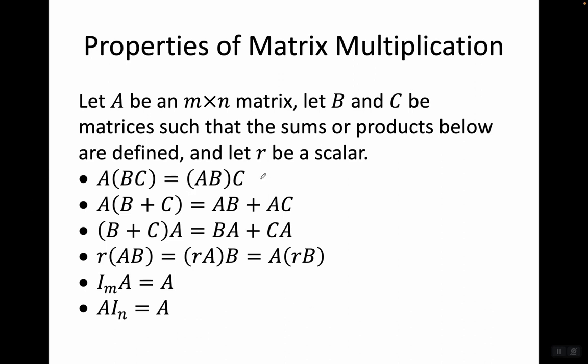Okay, matrix multiplication is associative. It's got these distributive properties. You can factor out the R. R times AB is RA times B, which is A times RB. If A is an m by n matrix, you can multiply it on the left by the m by m identity matrix I sub m and get A. Or you can multiply it on the right by I sub n, the n by n identity matrix, and get A.